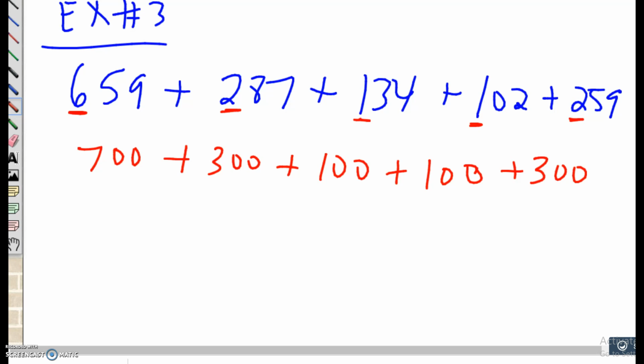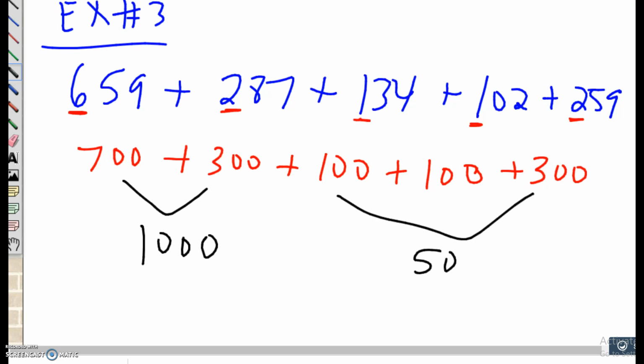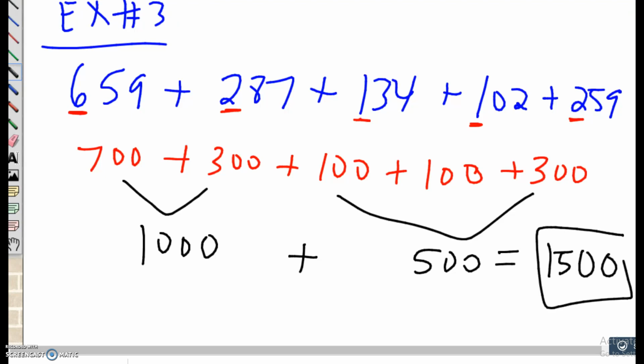So we'll go ahead and add these. 700 plus 300 is 1,000. And then we have 100 plus another 100 is 200, plus 300 is 500. And then we can go ahead and add these to get an approximate total for Lee's monthly expenses of $1,500.